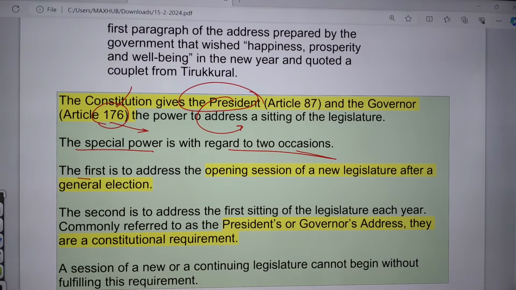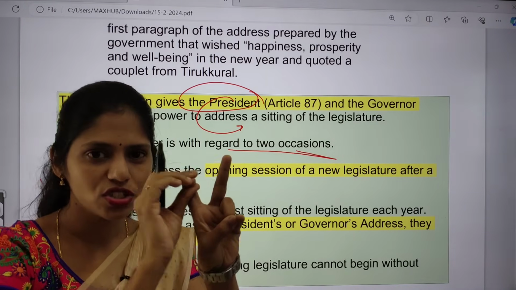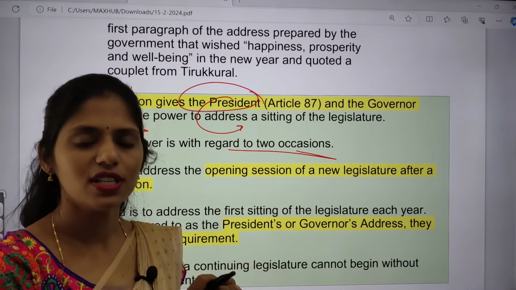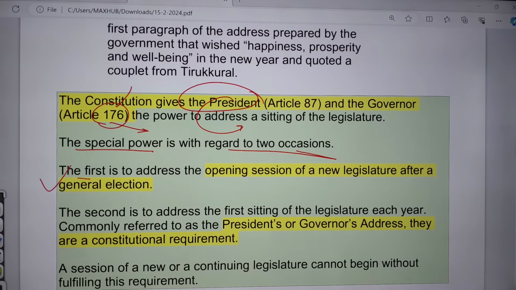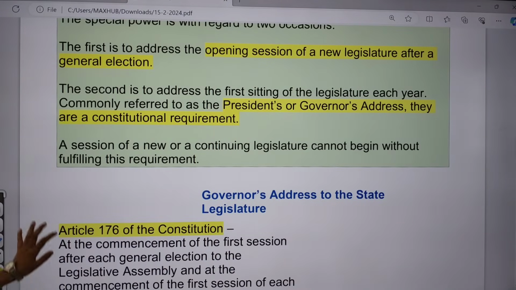The first is to address the opening session of a new legislature after the general elections, and the second is to address the first sitting of the legislature each year. So there are two times the president or the governor needs to address: the first after general elections, and the next at the first sitting every year. A session of the new or continuing legislature cannot begin without fulfilling this requirement. So it is customary, like a ritual which is going on.